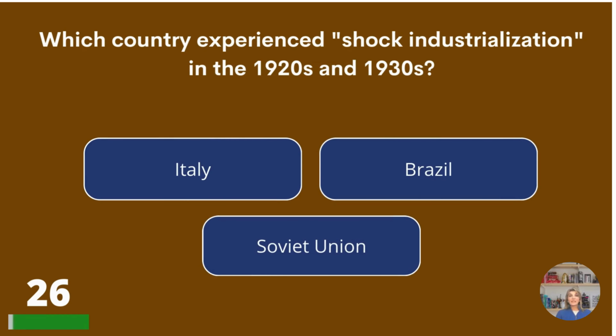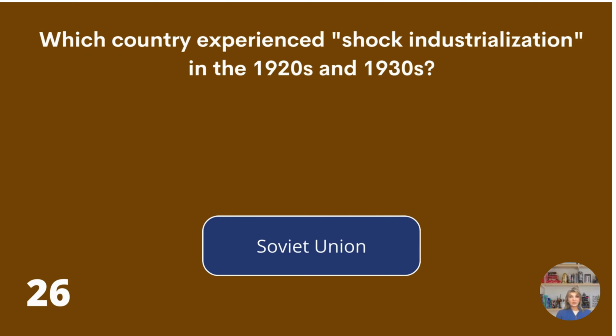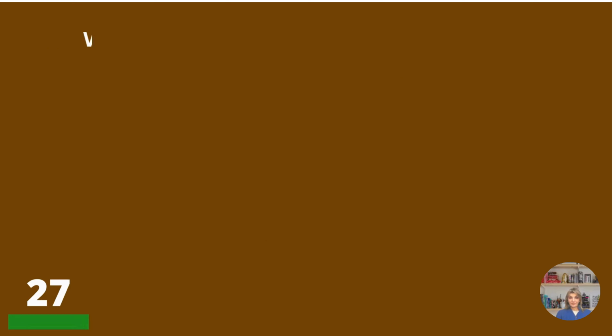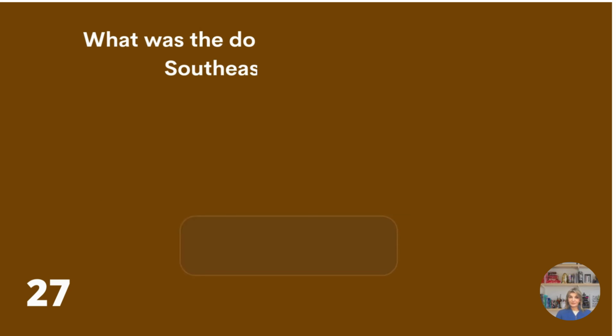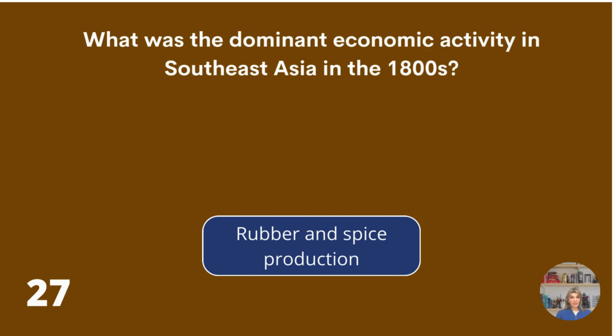Which country experienced shock industrialization in the 20s and 30s? Italy, Brazil, or the Soviet Union? The Soviet Union. What was the dominant economic activity in Southeast Asia in the 1800s? Oil extraction, agriculture and fishing, or rubber and spice production? Rubber and spice production.